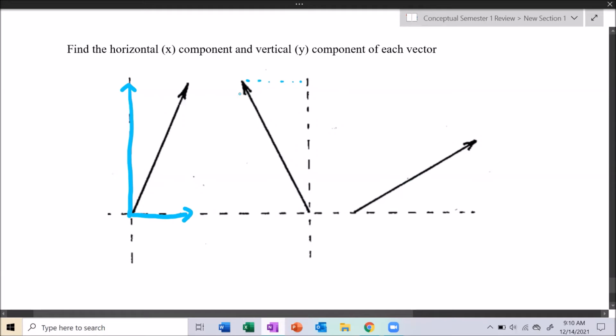So simply draw a line on the x for the x component, and draw a line up and down in the y for the y component. And this holds true for all of our examples. It's like the reverse of the parallelogram method.